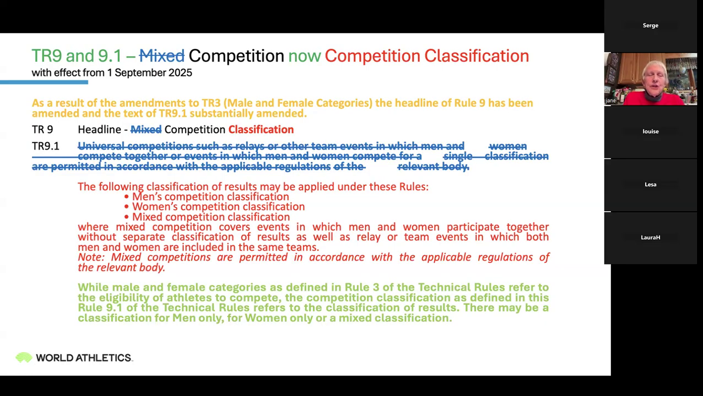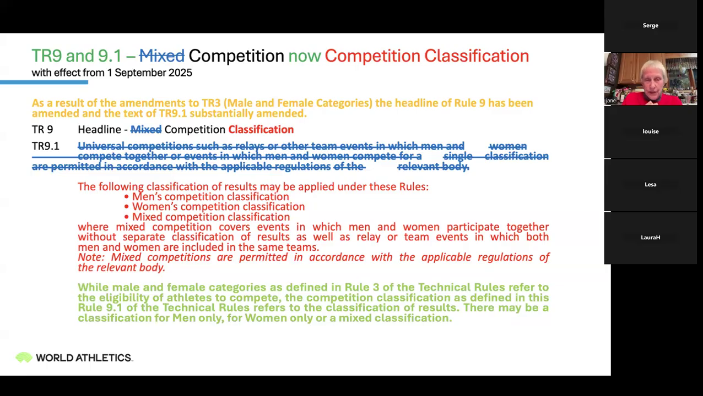TR9, which used to say mixed competition, is now going to say competition classification. And all it's going to say is the red, which is below. There's going to be the following classification of results. There's going to be men's competition. There's going to be women's competition.